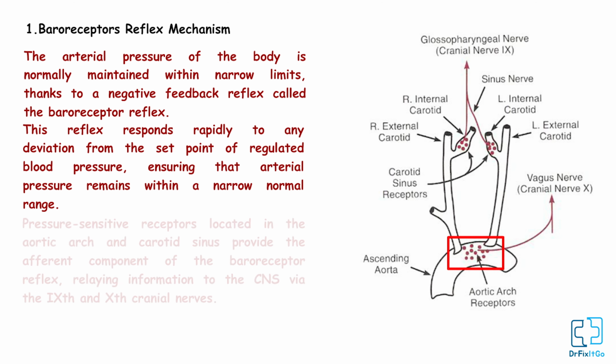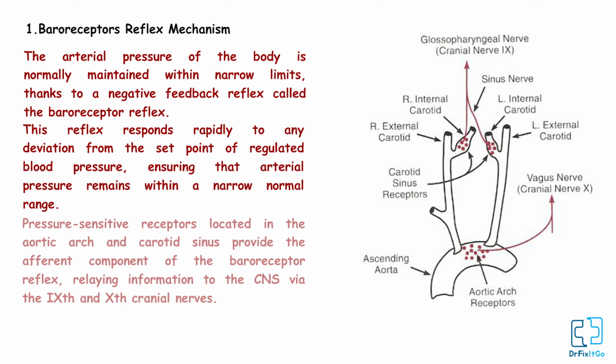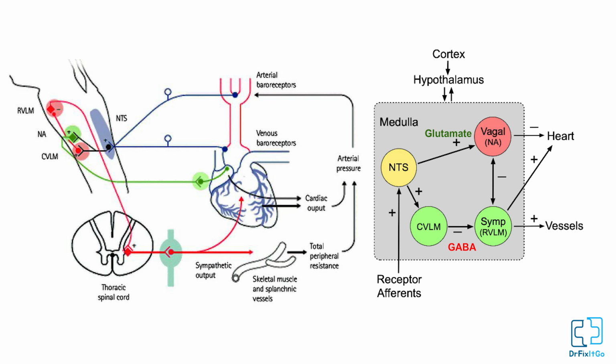Pressure-sensitive receptors located in the aortic arch and carotid sinus provide the afferent component of the baroreceptor reflex, relaying information to the CNS via the 9th and 10th cranial nerves. These afferents impact the activity of cardiovascular autonomic outflow and are projected to the nucleus tractus solitarius, a specific region in the CNS. The central neural pathways connect the baroreceptor afferent signal projecting to the NTS to the preganglionic sympathetic vasomotor neuron in the intermediolateral and vagal cardiomotor neurons.